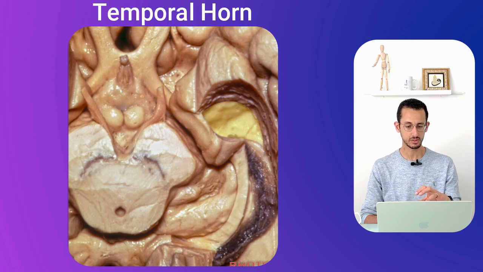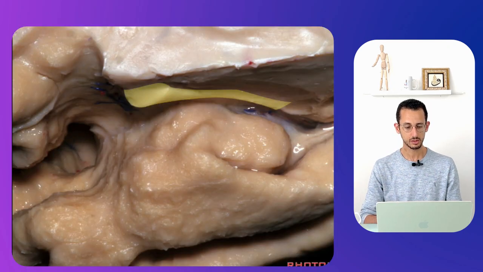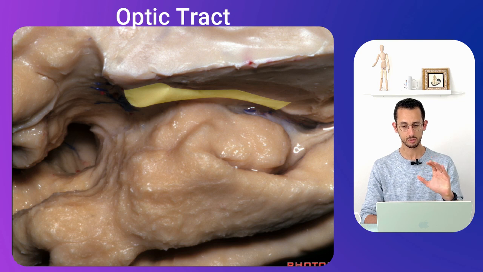Here, part of the uncus has been removed, so you can see the temporal horn before terminating into the lateral geniculate nucleus. We're kind of repeating the same points again so that you can appreciate that and make the information solid in your mind. In this next picture, we're looking at the right optic tract, kind of the medial perspective, along with the uncus of the temporal lobe.